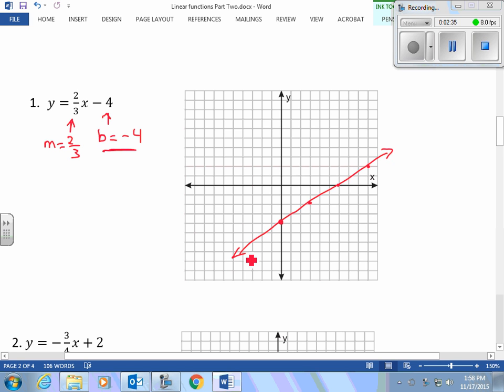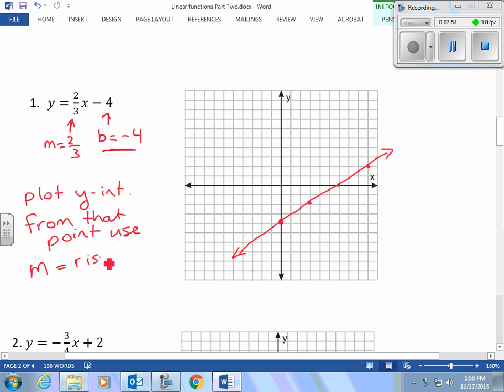Okay, so if we think about the steps, it is: plot the y-intercept, and then from that point, use the fact that slope is rise over run to graph more points. Technically, for a straight line, you only need 2 points, but it's often easier if you've got 3 or 4 points lined up. It's easier to make a more precise line.